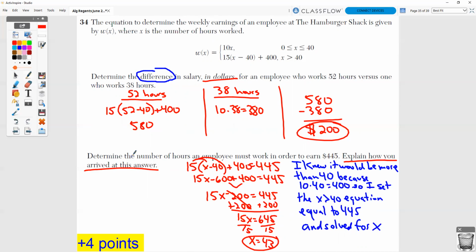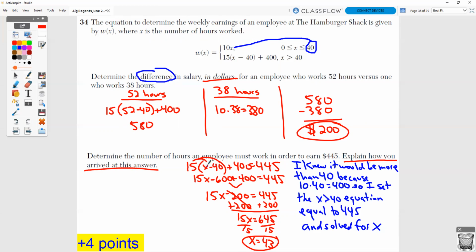In the last part, determine the number of hours an employee must work in order to earn $445. I'm going to use that second equation. I knew it would be more than 40 because 10 times 40 is 400. If you only work the biggest number here, 40, and I sub that into there, that's going to be 400. So that's how I know that I'm using that second equation. And you do have to explain that.